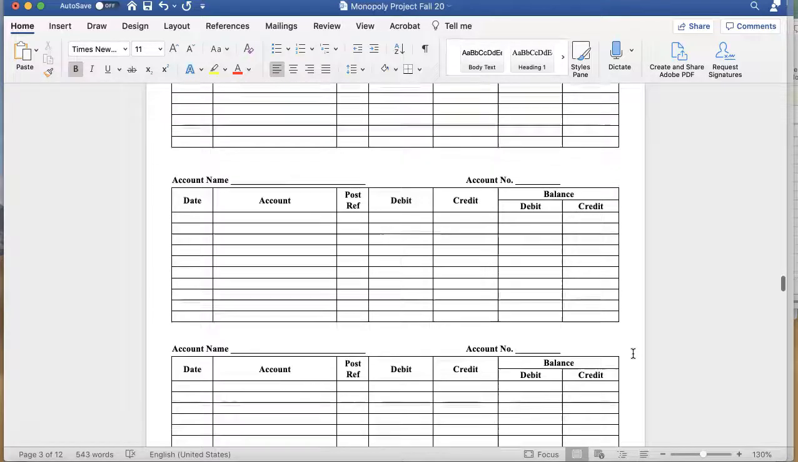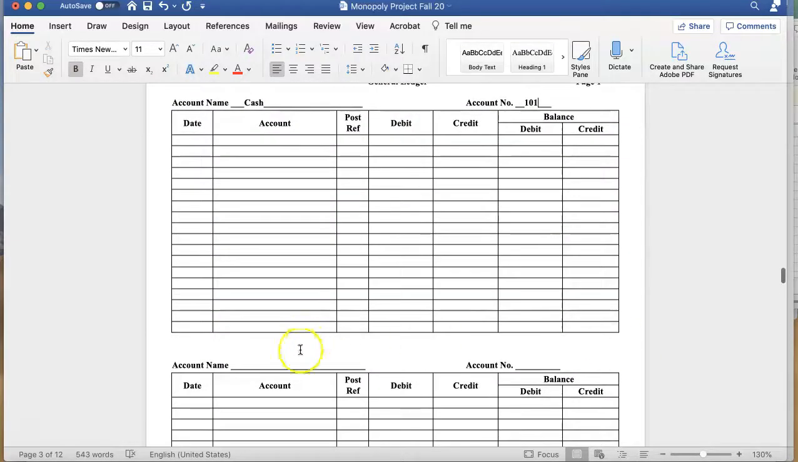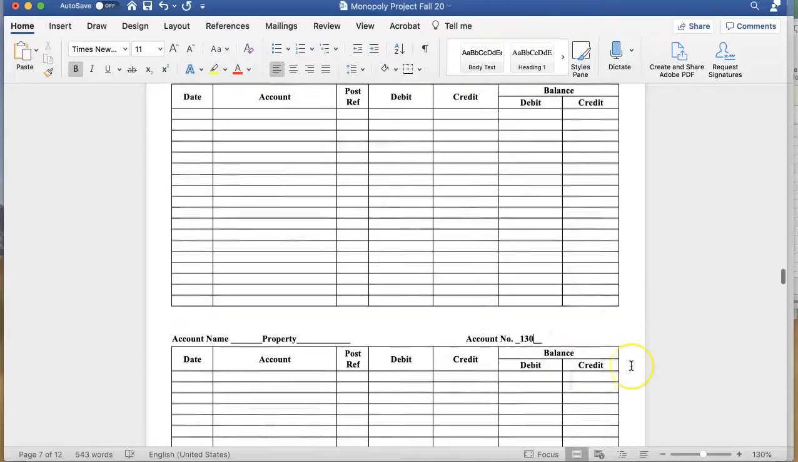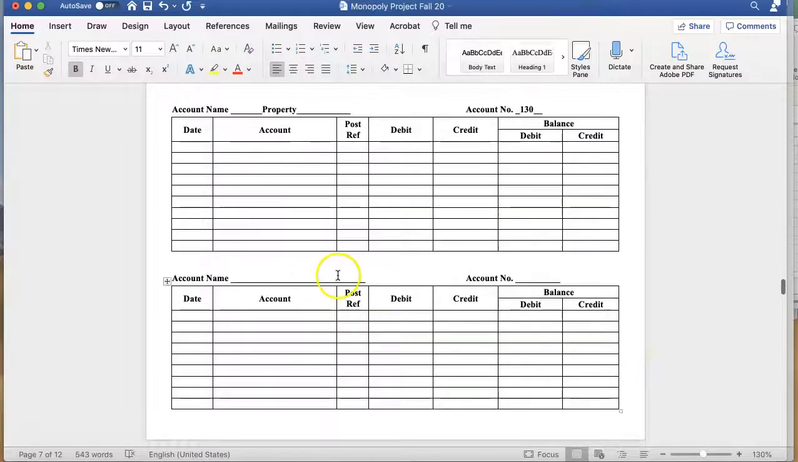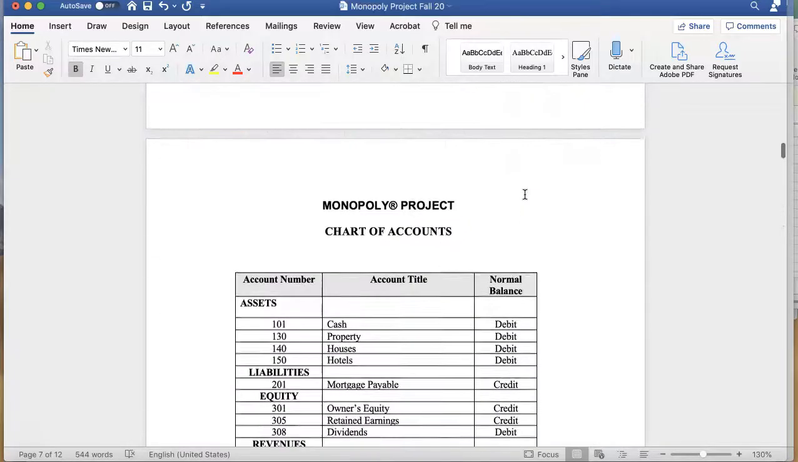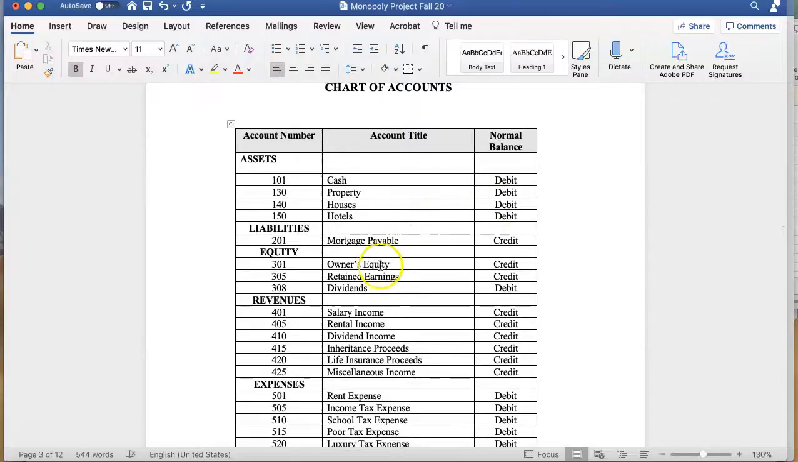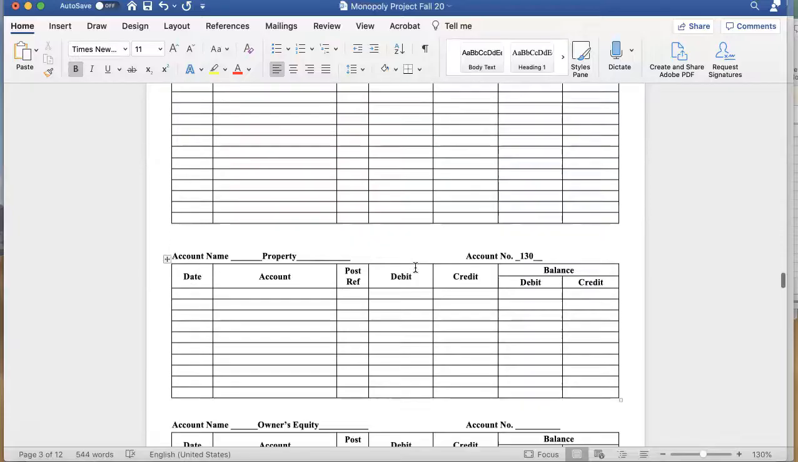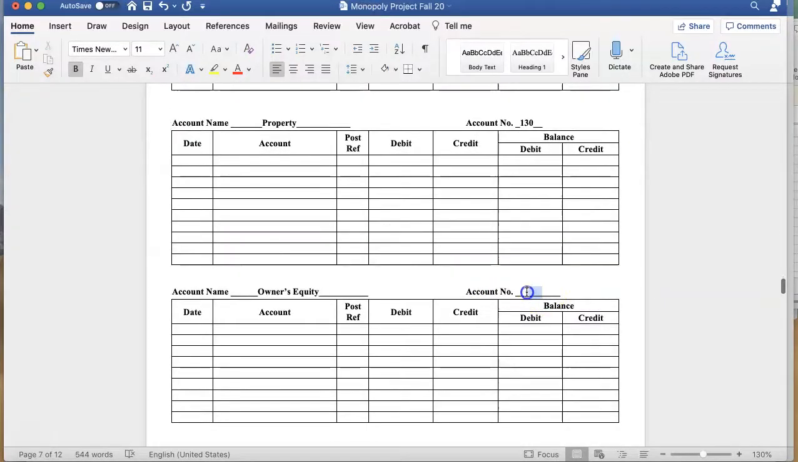So I'm going to go to that page 1. My next account is property, and it's 130. Then I noticed already my next account that I would use is owner's equity. So I'm going to fill in for my owner's equity. But I don't remember what the account number is. I think it's 301, but let's scroll back. Yes, owner's equity is 301. So I'll go back into my ledger and add that account number.